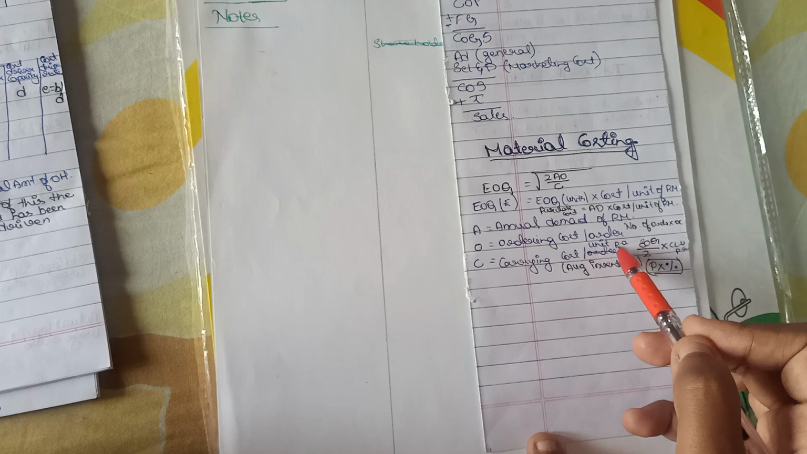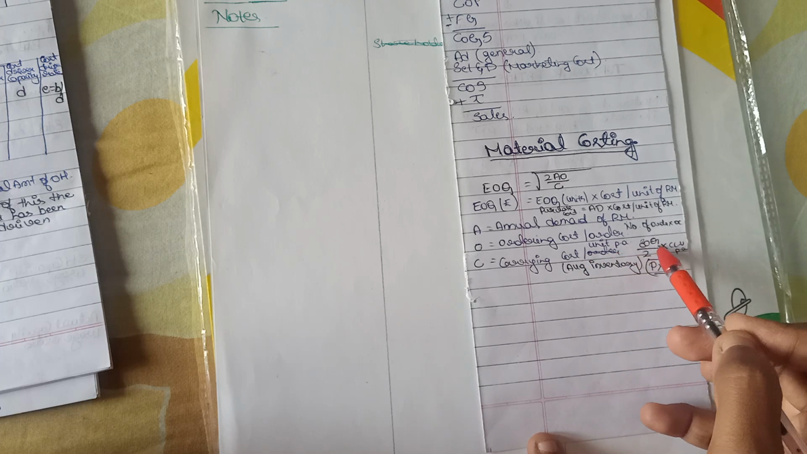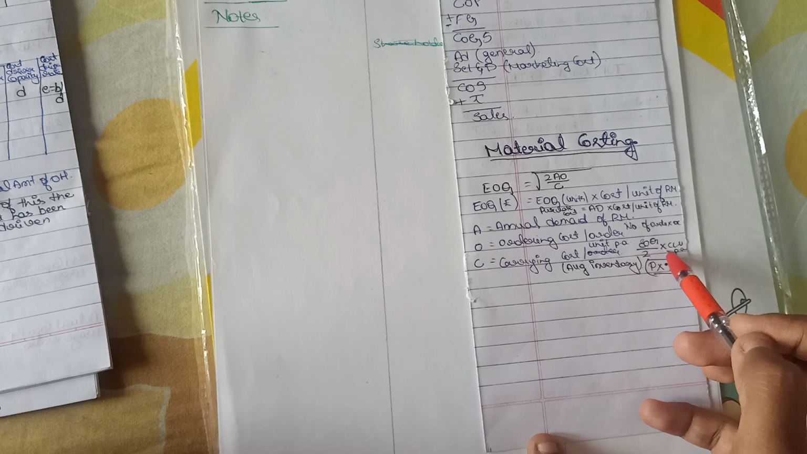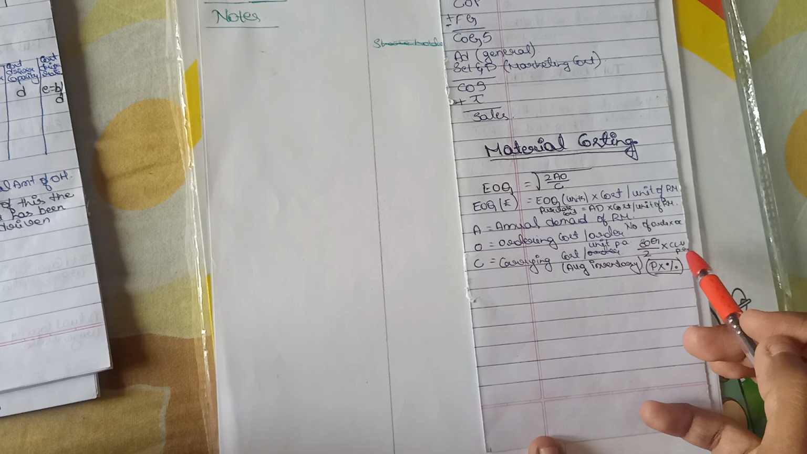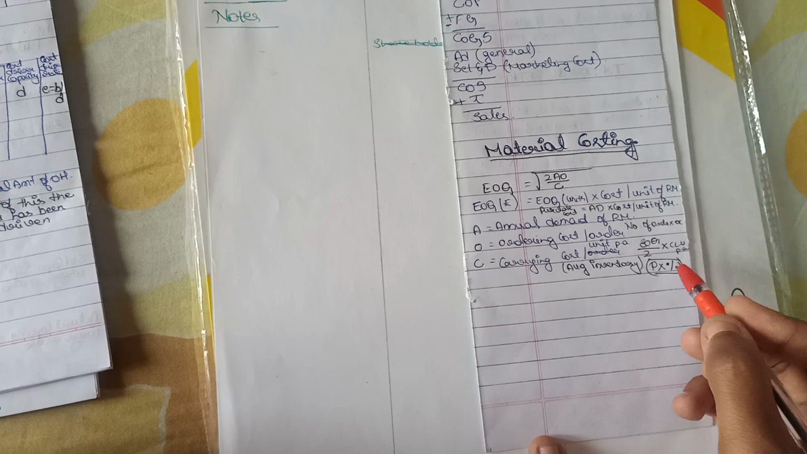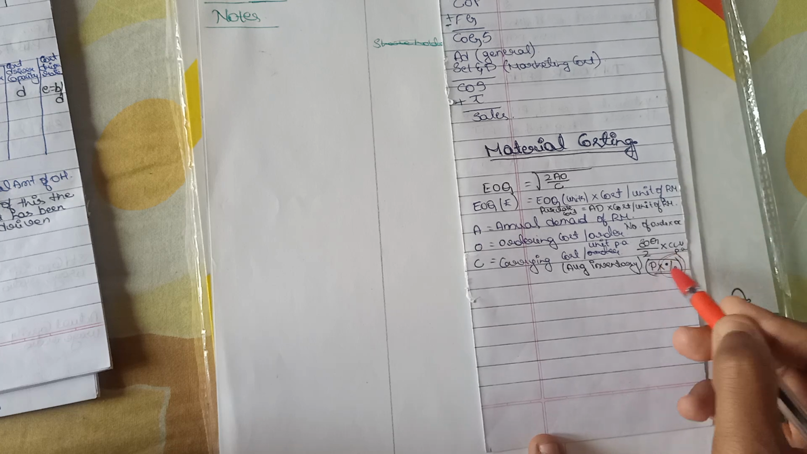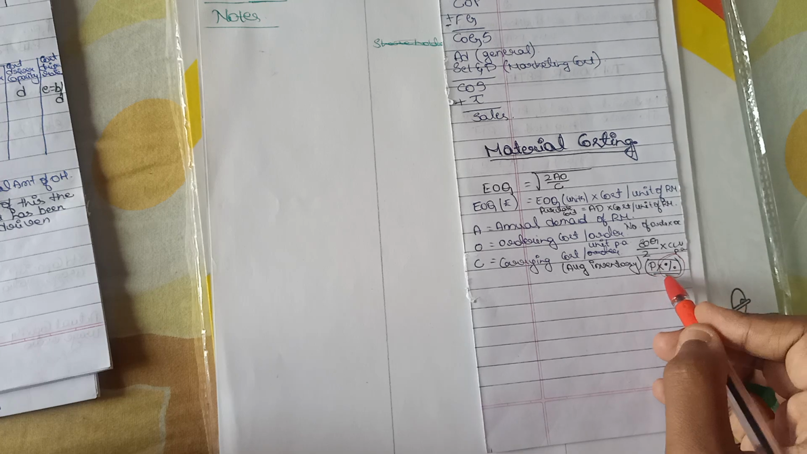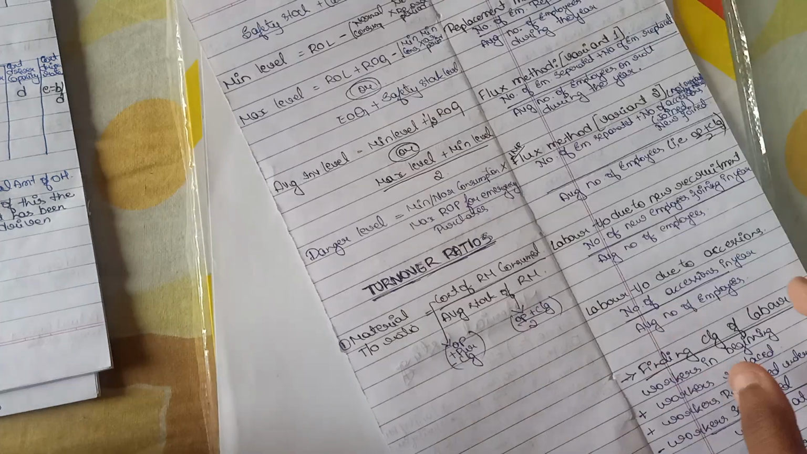Carrying cost per unit, we will calculate this by EOQ or demand divided by 2, that is average inventory into carrying cost per unit per annum. Here if they have given in percentage, we'll take the price of the product into the percentage that they have given.